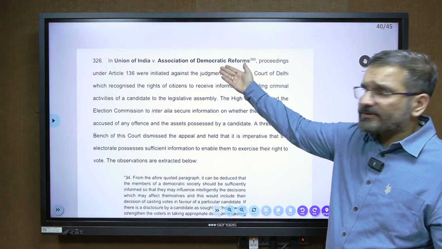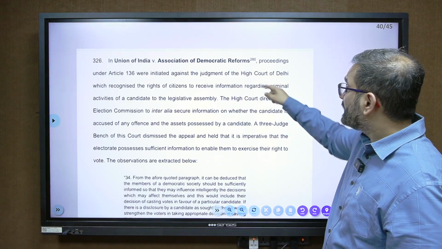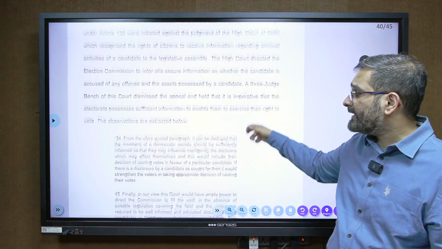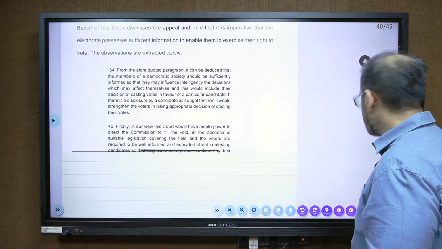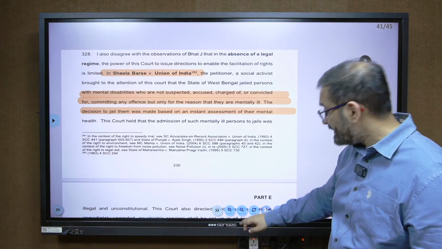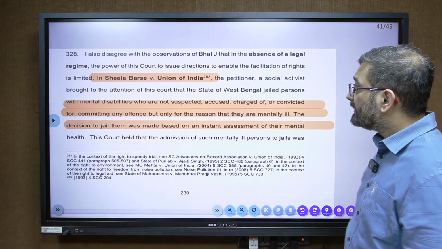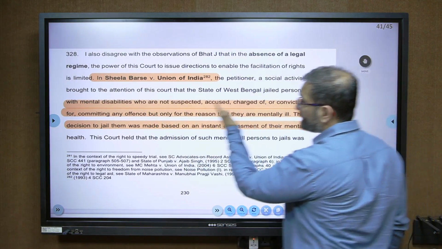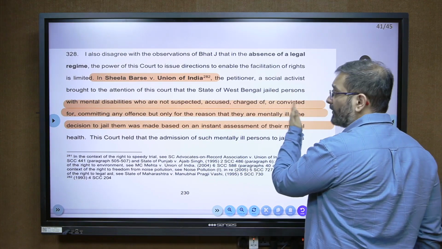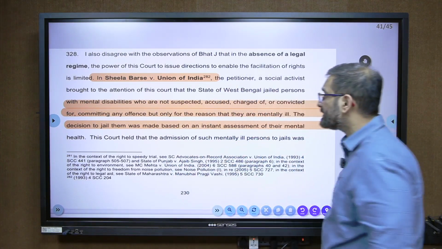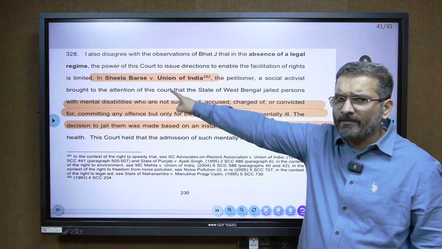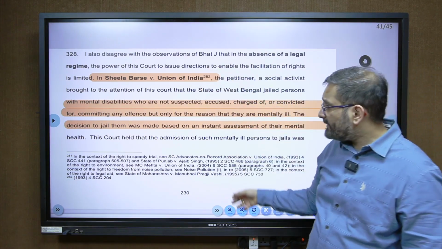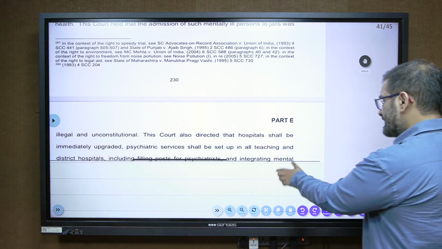And in Union of India versus Association of Democratic Reforms, it recognized the right of citizens to receive information regarding criminal activities of a candidate to the Legislative Assembly. This is a standard classic case law. And then in Sheela Barse versus Union of India, the Supreme Court held that the state of West Bengal jailed persons with mental disabilities who are not suspected, accused, charged, or convicted for committing any offense, but only for the reason that they are mentally ill. So this is extremely important. Just like वो आपकी जो इंद्र शर्मा वाली वो जो judgment थी about live-in relationships, ये शीला बरसे वाली भी become important, added to your judgment वाली list.